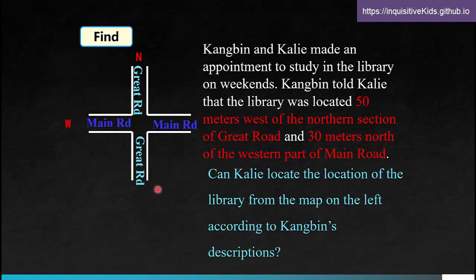Can Kaylee locate the library from the map on the left according to Carmen's description? We can, right? If we only had one parameter, say 50 meters west of the northern section, it could be anywhere along here. That's 50 meters. But we need to know a place to stop, and that is also exactly 30 meters north of Main Road.